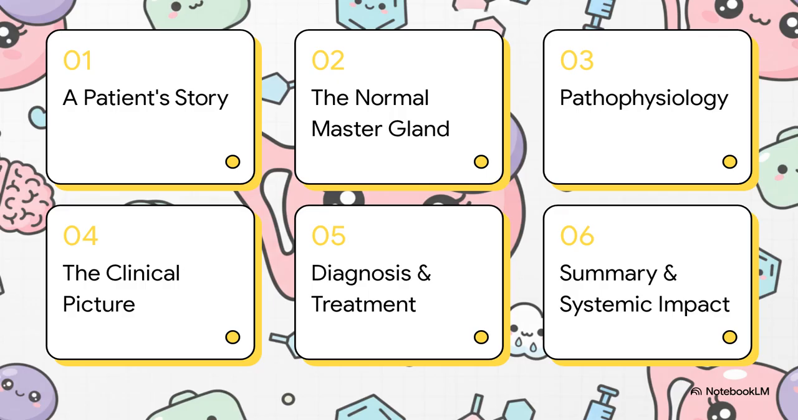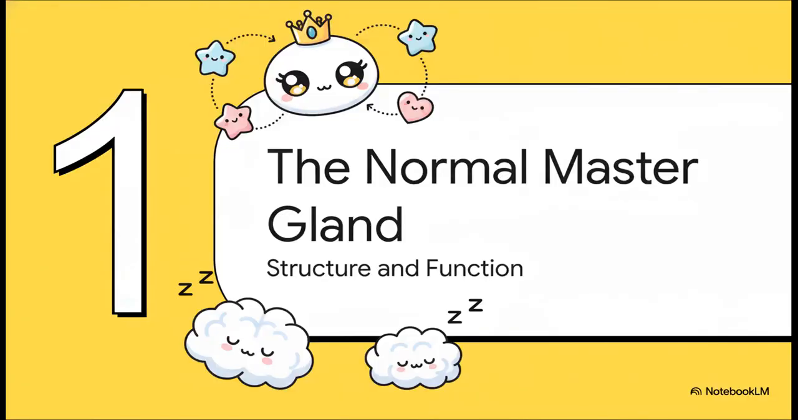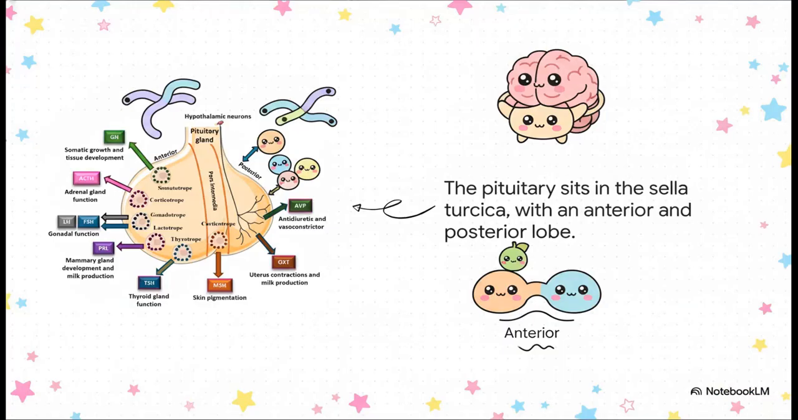So, let's get started. Before we can really grasp what goes wrong, we first need a rock-solid foundation in normal pituitary physiology. Understanding this master gland is absolutely the key to understanding the disease. So, the pituitary gland. It's this tiny pea-sized organ, but wow, does it pack a punch. It's nestled very securely in a little bony cavity at the base of the brain called the sella turcica.